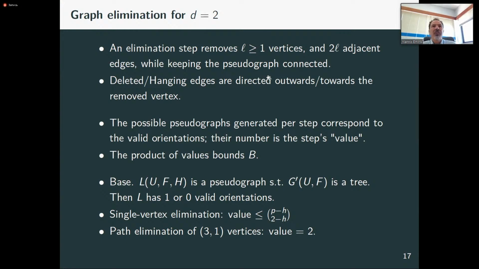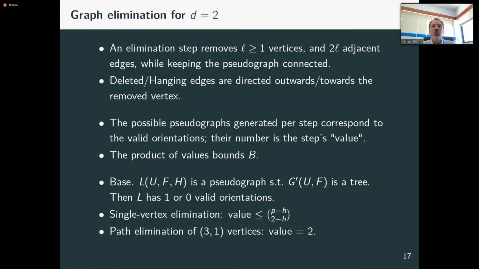I start with vertices and I start deleting edges, and the number of orientations that I get at every step, we call it value or cost in the paper. So the product of values is the number I need at the end, B. When I end up eliminating and I get a tree, then it has only 1 or 0 orientations. So, of course, I do not multiply this case, because I don't want to multiply with a 0 nor with 1. I multiply the other thing. That's the stopping criteria. That's the base of the recursion.